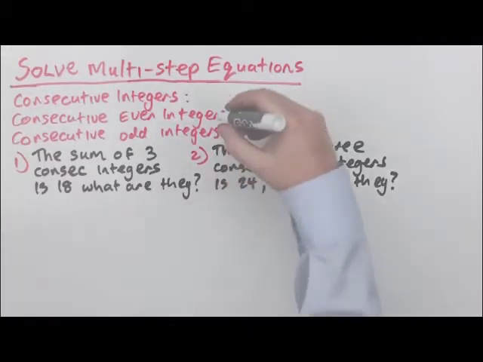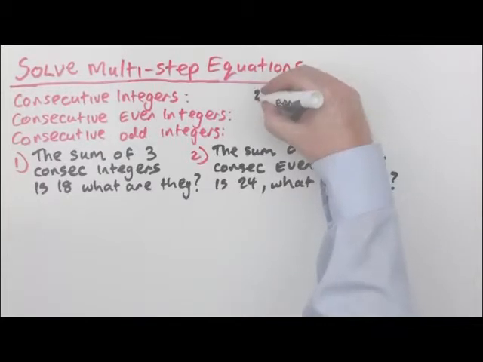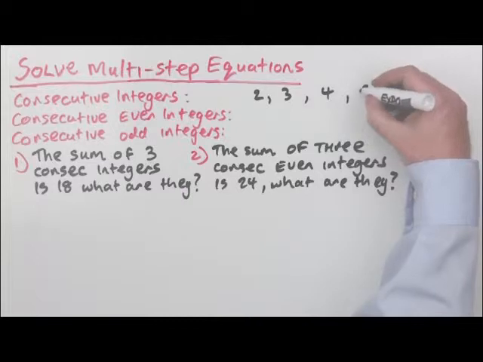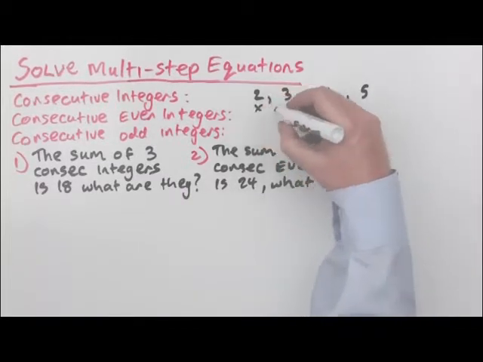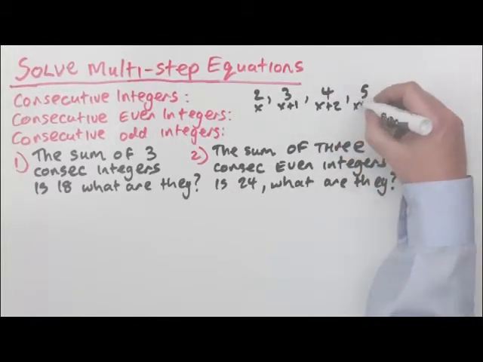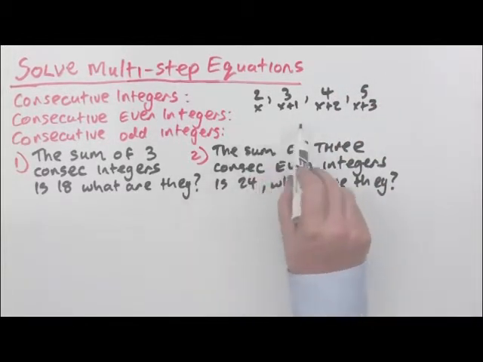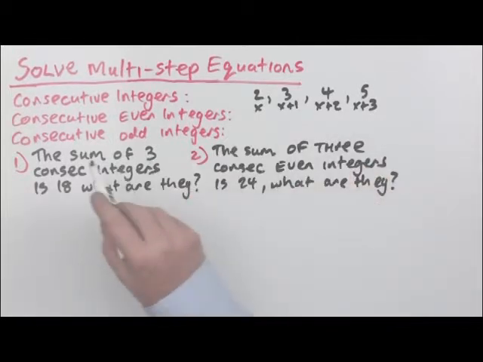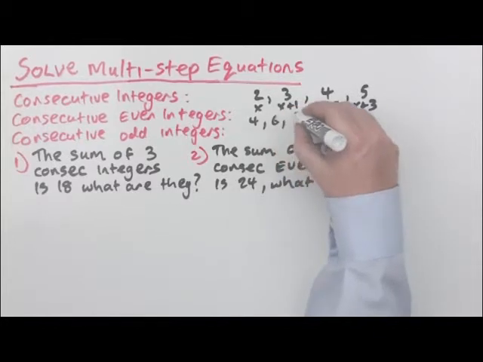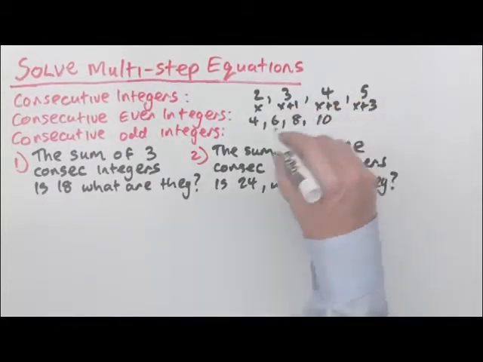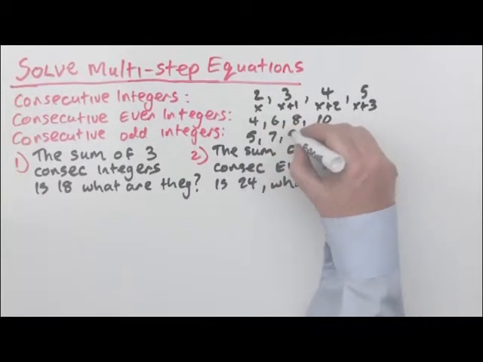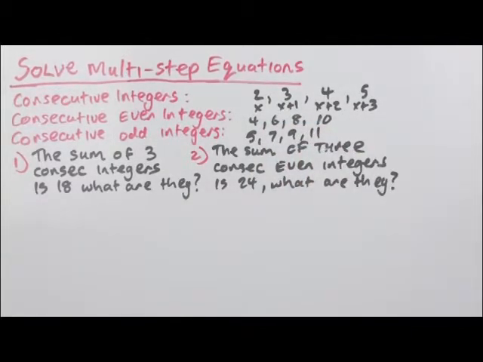A type of multi-step problem is called consecutive integers. Consecutive integers are simply integers in order, like 2, 3, 4. We represent them as x, x plus 1, x plus 2, x plus 3. Consecutive even integers are 4, 6, 8, all the even numbers in order. Consecutive odd integers are 5, 7, 9.